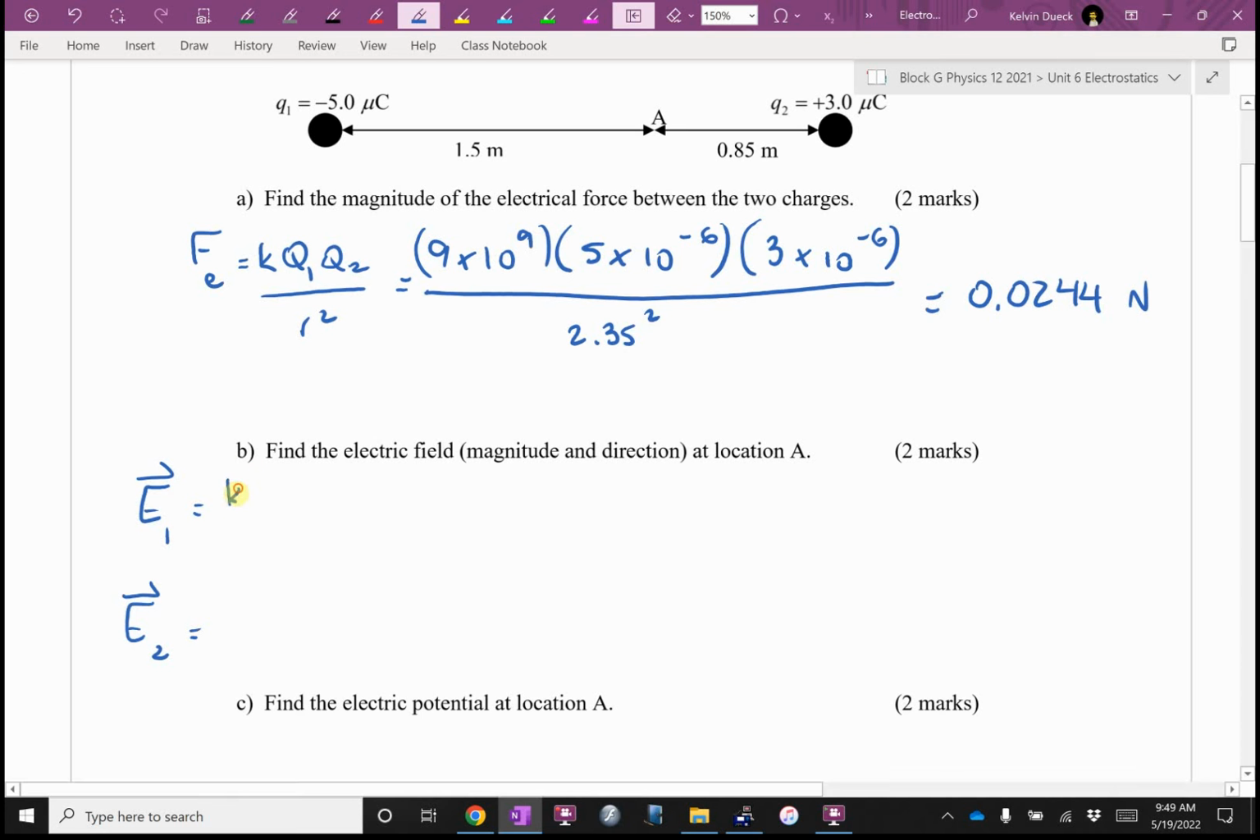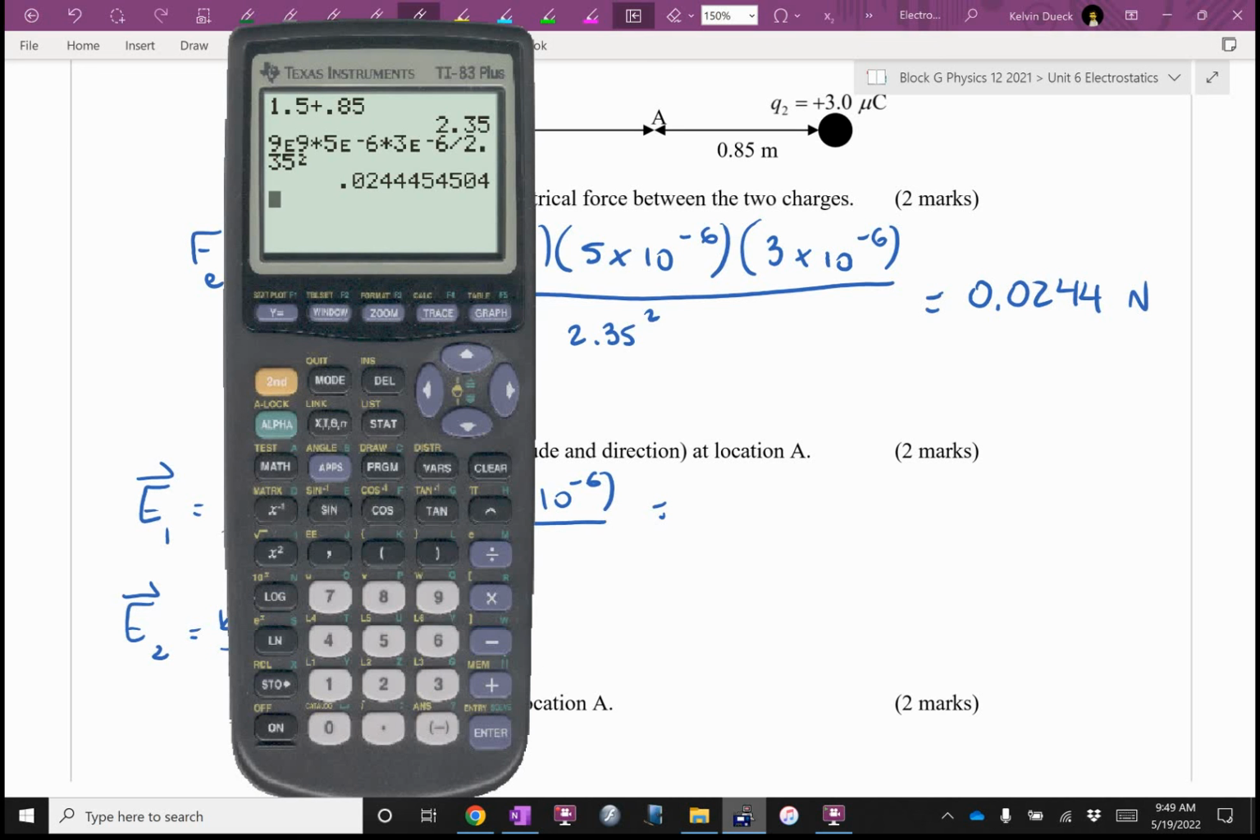How do I find electric field? K Q1 over R1 squared. K Q2 over R2 squared. It's going to be 9 times 10 to the 9th, 5 microcoulombs, all over 1.5 squared. You know what? I think I can just backspace and do a little editing here. There's 9 times 10 to the 9th. There's the 5 microcoulombs. I just need to delete that and make it a 1.50 squared. That was easier. And I get 20,000. Is that correct?